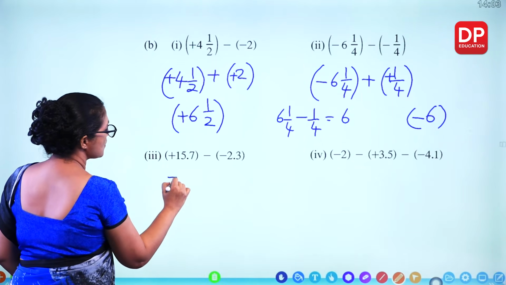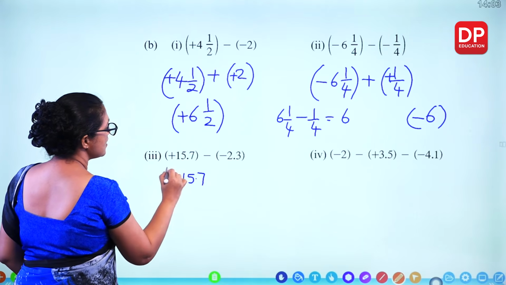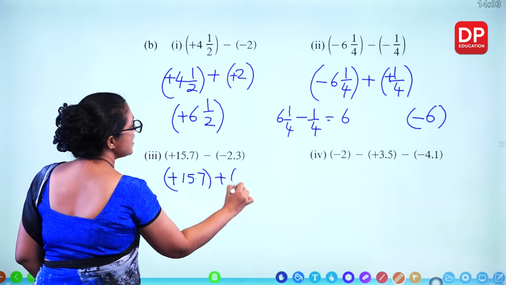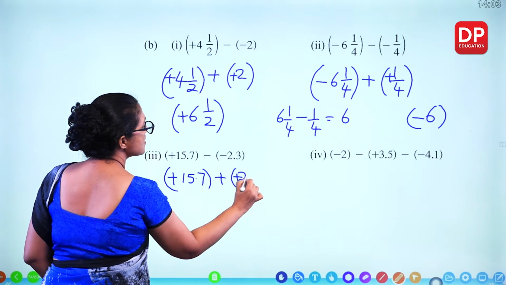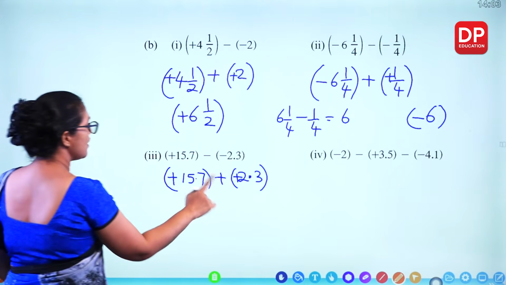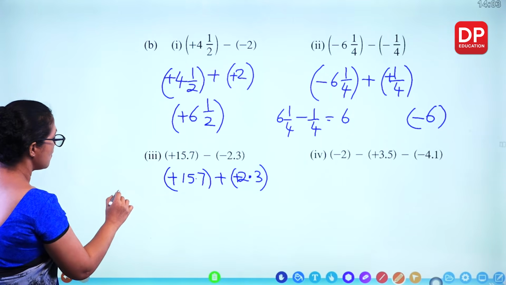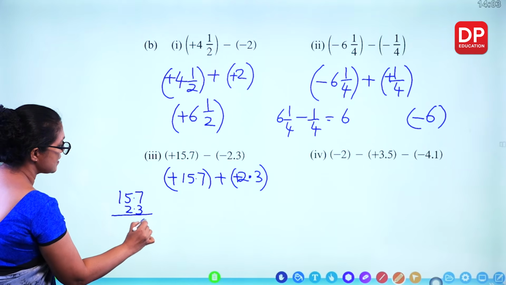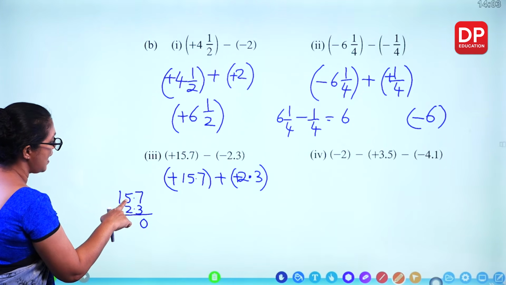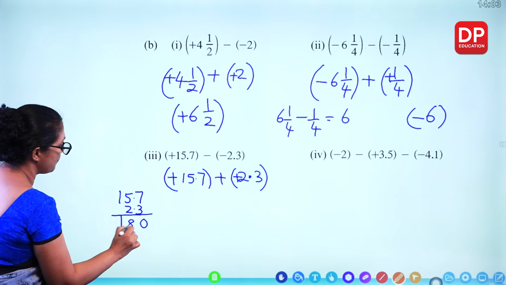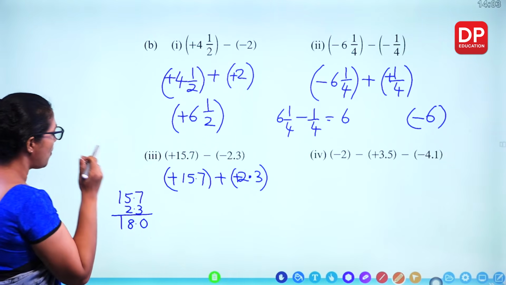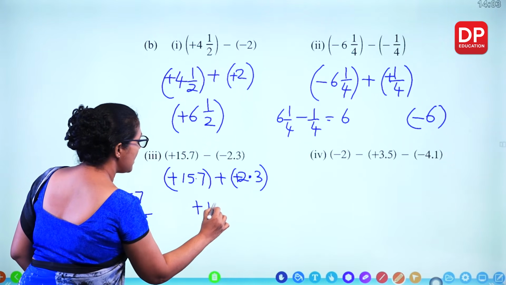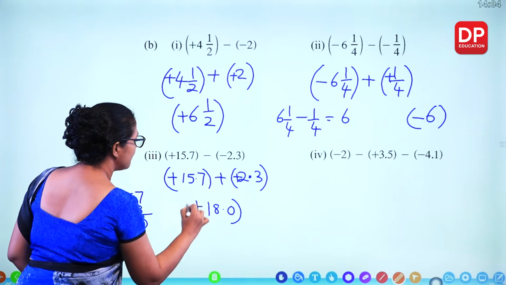This one, plus 15.7. Adding the additive inverse, that's plus 2.3. Now, this is addition. 15.7 and 2.3 adding. 7 plus 3, 10, and 6 plus 2, 8. So 18.0. So plus 18.0.